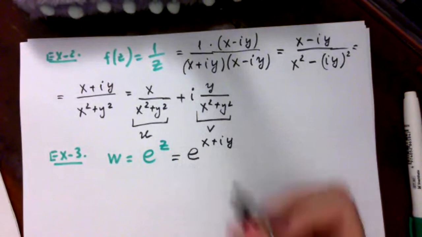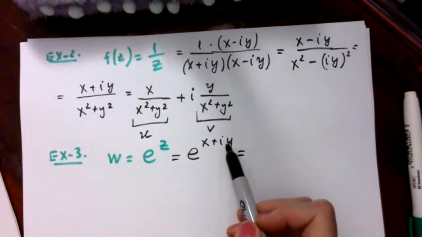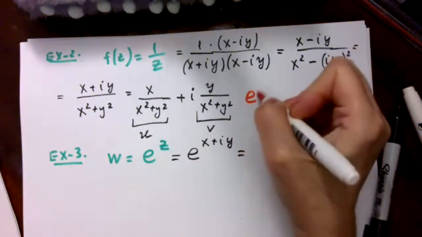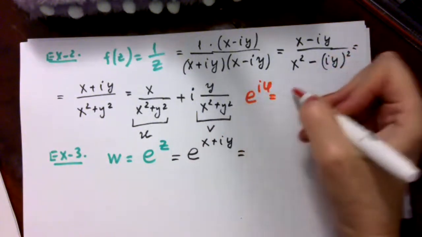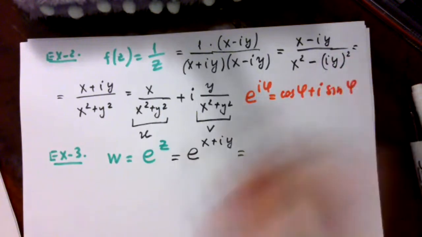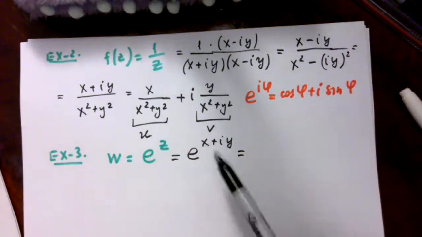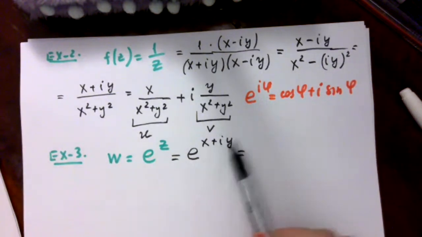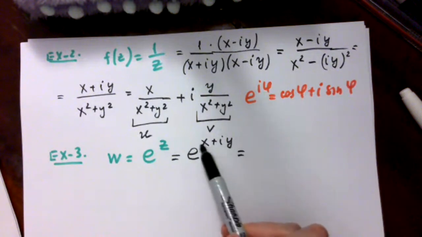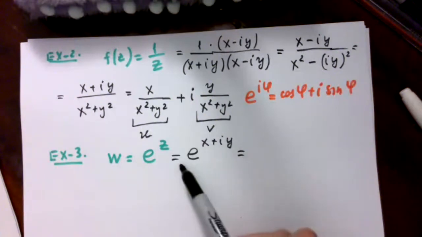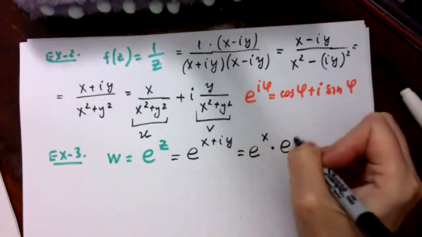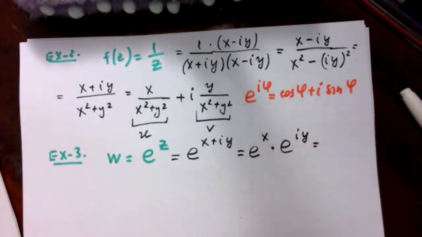But how to go about this expression next? Maybe you recognized the famous Euler's formula. Let's just recall this formula: e to the power of i phi is equal to cosine of phi plus i times sine of phi. But unfortunately, apart from e to the iy, which is a very nice expression for applying this formula, we also have this term e to the x. But we can simplify this expression using a very well-known property of powers. So e to the power of x times e to the power of iy, that's how it can be rewritten.